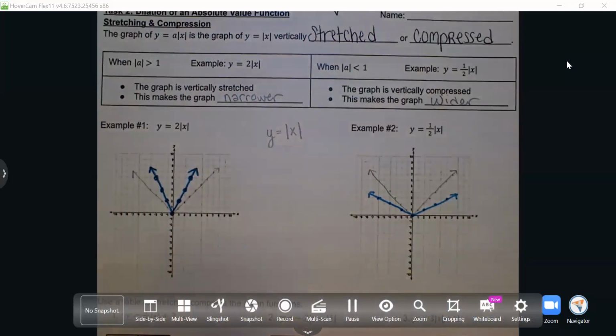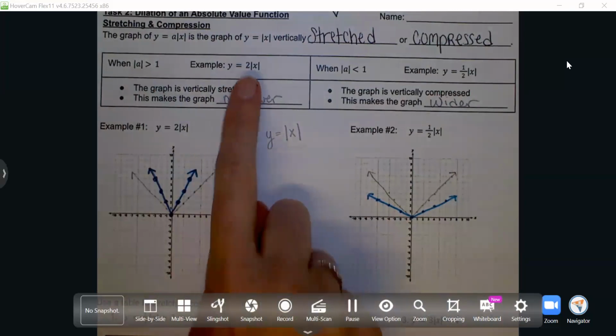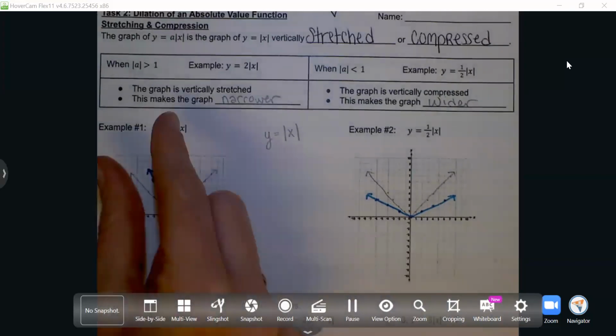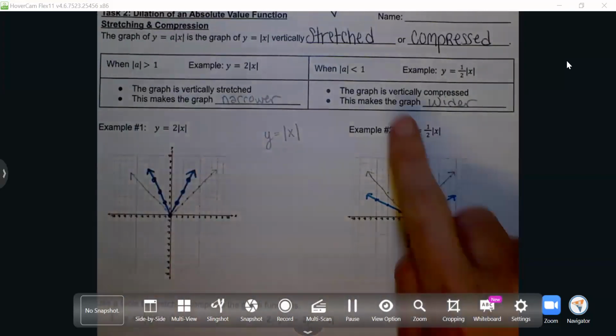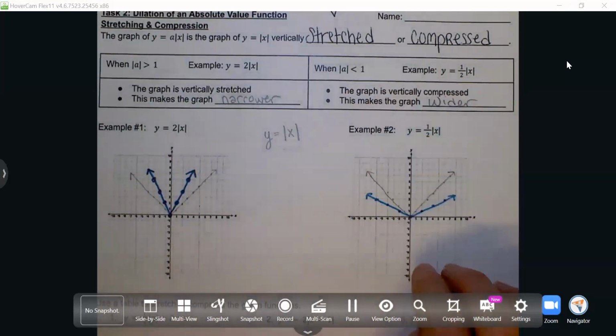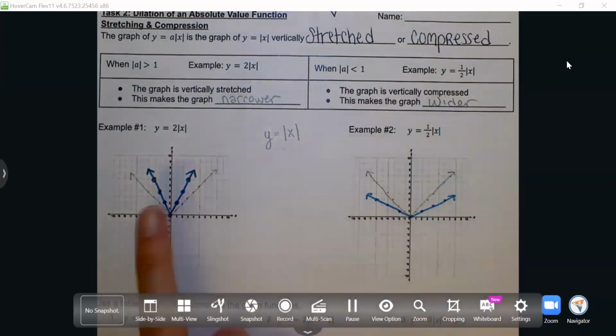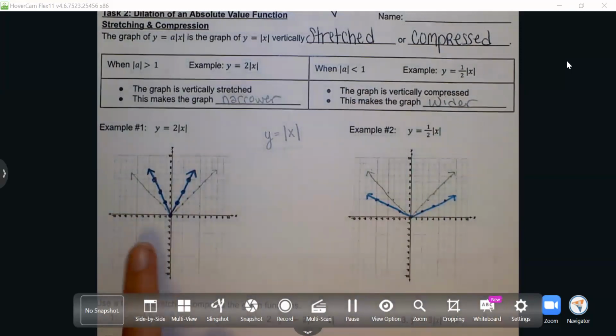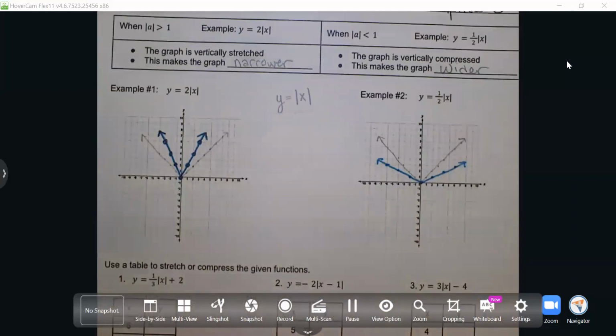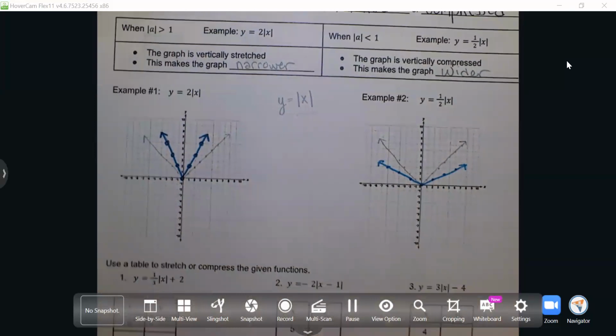When I have a number greater than 1, like 2, for example, it essentially stretches my graph and it becomes narrower and starts getting skinnier as it goes to the top. But when I have a number less than 1, like a fraction, it's actually shrinking my graph down. It's compressing it. It becomes wider. And so those are the two different transformations we have happening today. We're going to do these algebraically, and then I'm going to show you how to do these using slope.